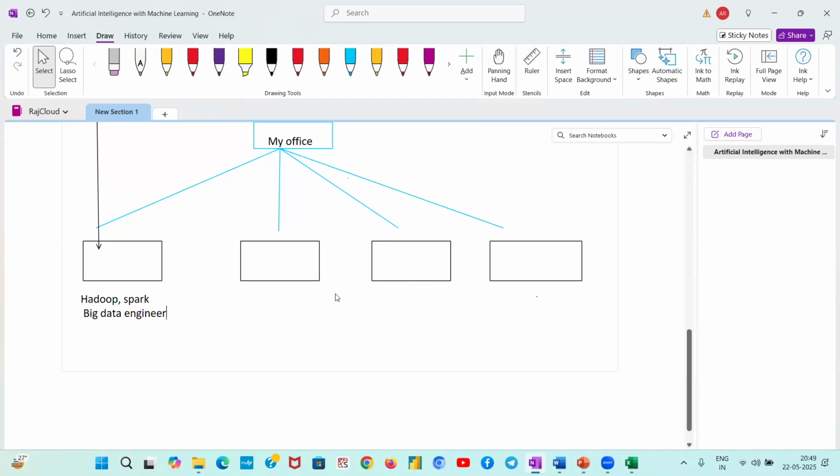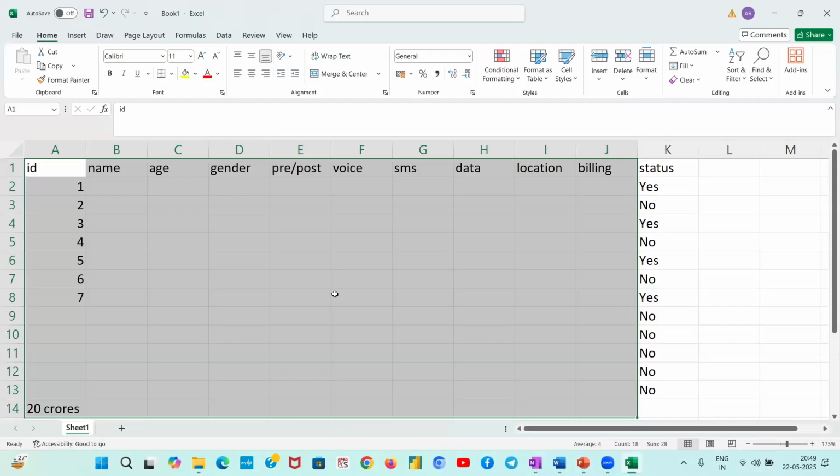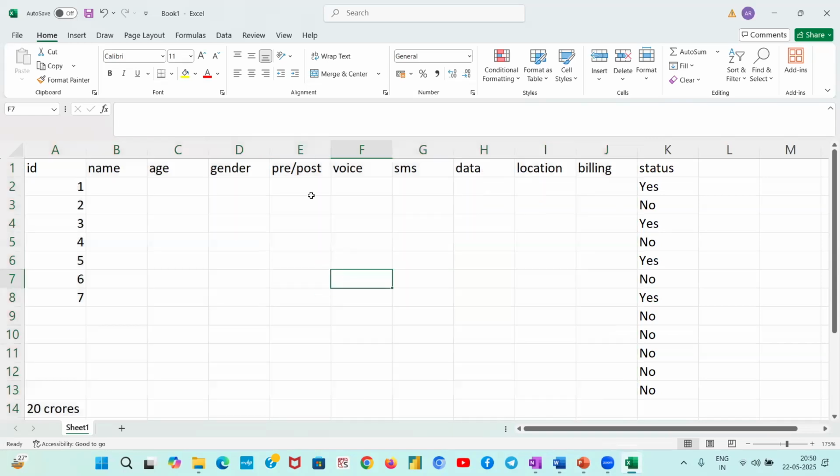So my client has immediate questions by looking at the data. They are asking, I'm seeing every day my customers are leaving my services. Can you just give a hint? Are the prepaid customers leaving the services, or the postpaid customers leaving the services? This I need to know immediately. These are the immediate questions asked by my client. So what do I have to do then?